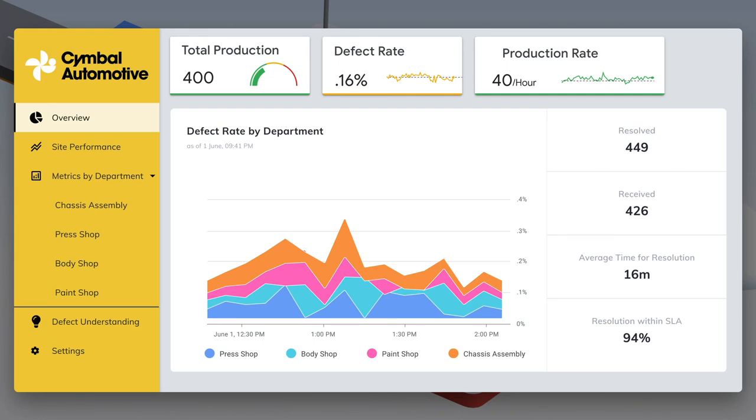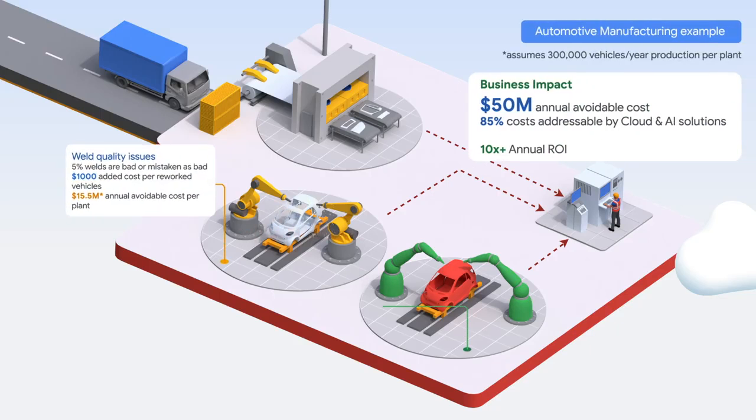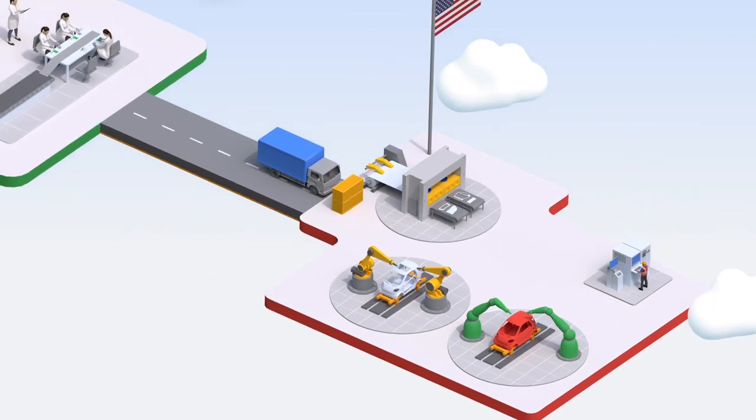The visual inspection solution can be applied to their welding and other operations. From an operations dashboard, the plant manager is able to view the quality performance and receive notifications from the various production lines. For an average automotive plant, the total avoidable cost from production quality issues can easily reach $50 million per year.